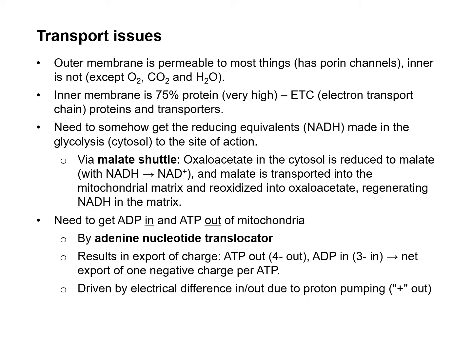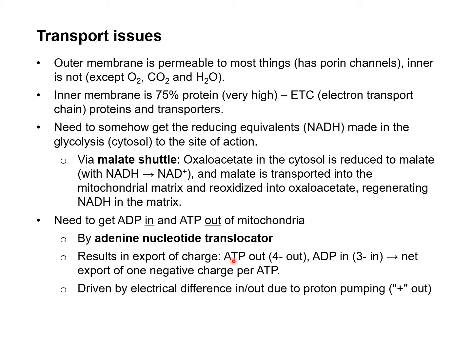And also the mitochondria need to get ADP in to produce ATP, and also have the ATP that is already produced pushed out of the mitochondria. That is done by the adenine nucleotide translocator, and it results in the export of one charge.